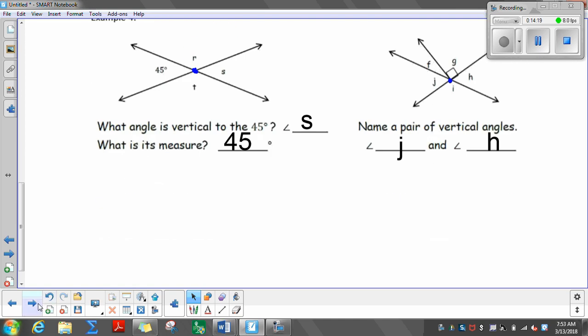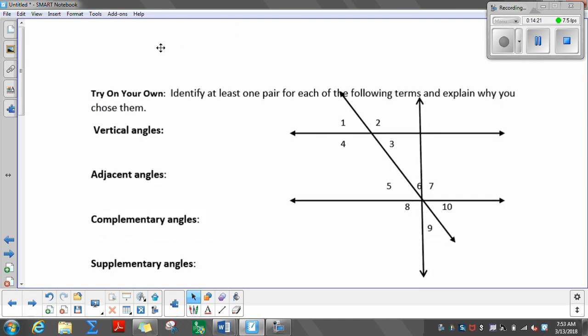Okay? Now you guys are going to try this on your own. We will go over it. Okay? But try to identify at least 1 pair from each. There's a lot of different options here. Okay? So don't get overwhelmed by it. Just start with the vertex for vertical angles and go from there. Alright? Lots of different options. But that's it. Okay?